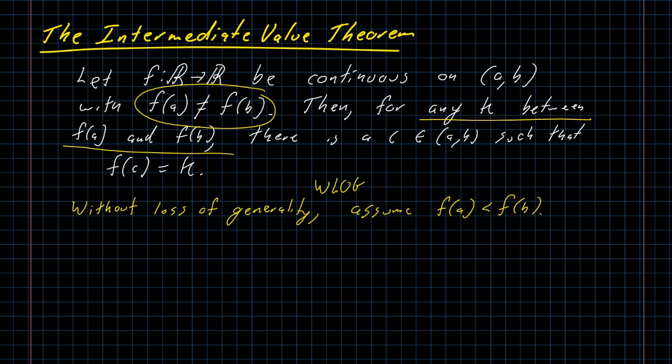And the reason I want to do this is because the cumbersome part of the intermediate value theorem is, what do I mean for any k between f of a and f of b? Well, I mean that f of a is less than k is less than f of b.